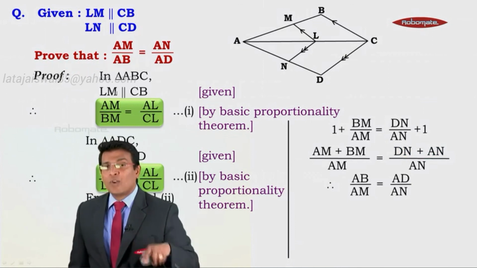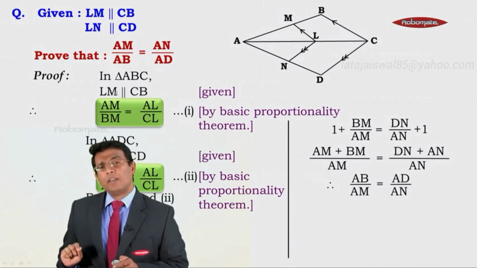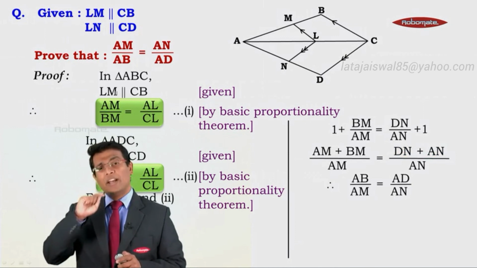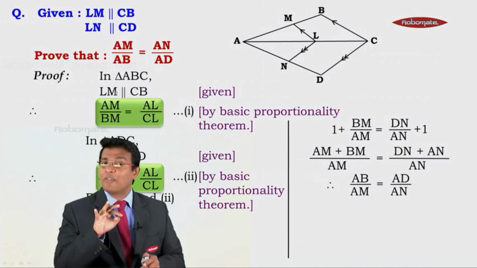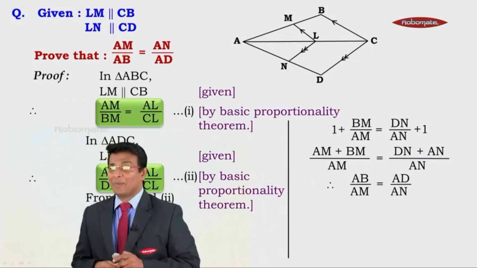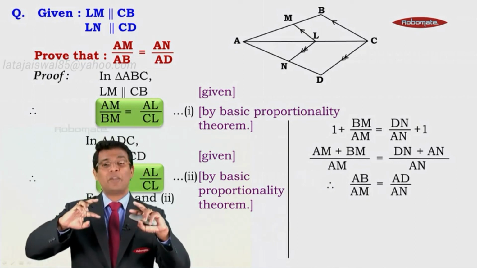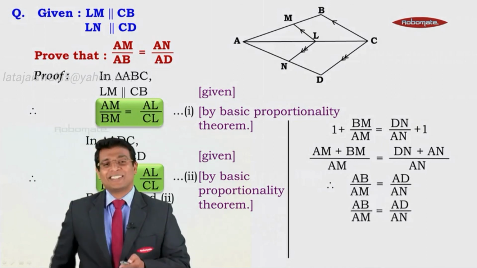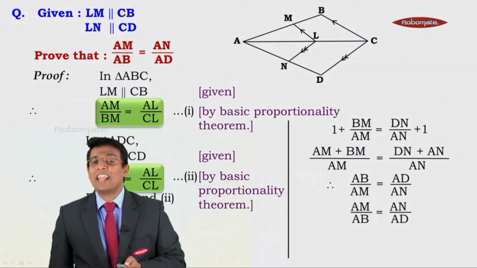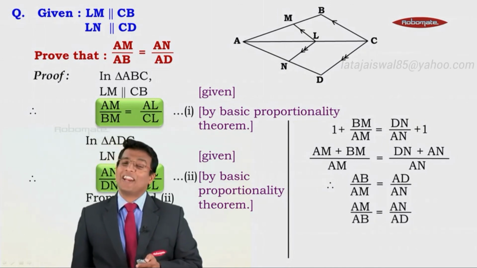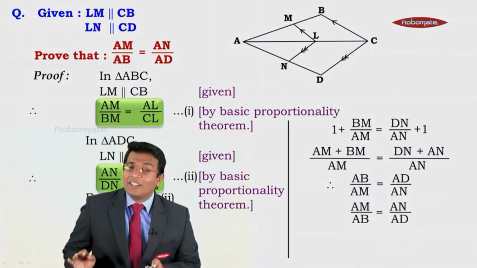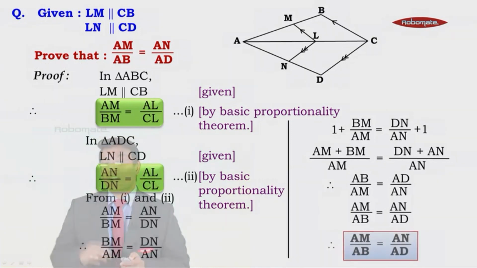Easy till now. Have we got what we wanted? Observe. We wanted AM upon AB equal to AN upon AD. But what do we have? We have AB upon AM equal to AD upon AN. It's the same, only that the ratios on either side have to be reversed. Do that reversal. And that means we'll get AM upon AB is equal to AN upon AD. And we get the proof. Wasn't this easy? A very simple but a very, very, very important sum.